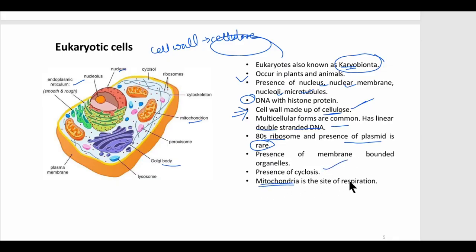and in case of eukaryotic cell, the mitochondria is the site of respiration. In case of prokaryotic cell, mesosome was the site of respiration. So this was for today.